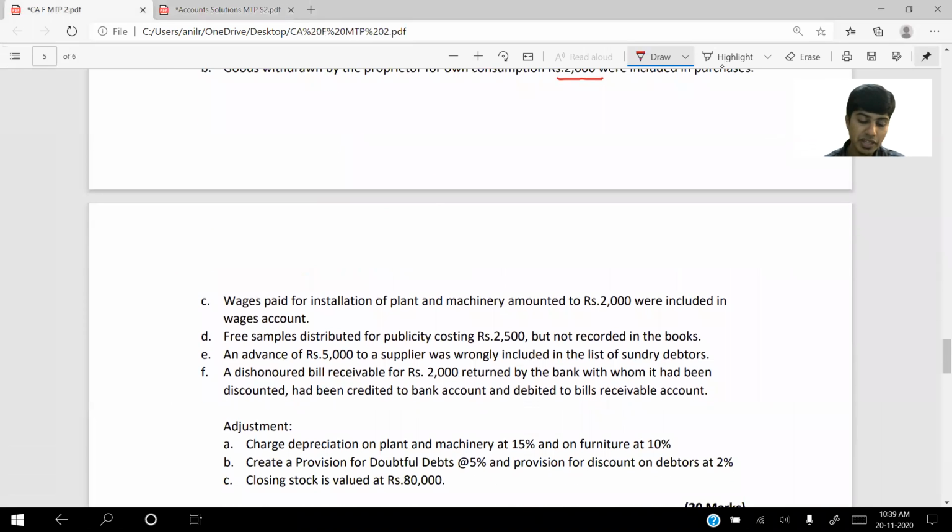Done. Wages paid for installation of plant and machinery amounting to 2,000 were included in wages account. So I would have to deduct this 2,000 from my manufacturing wages in trading account, and add this 2,000 to my plant and machinery in the balance sheet. Let us do this.